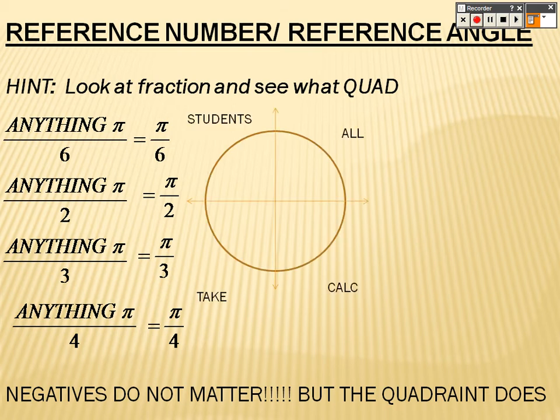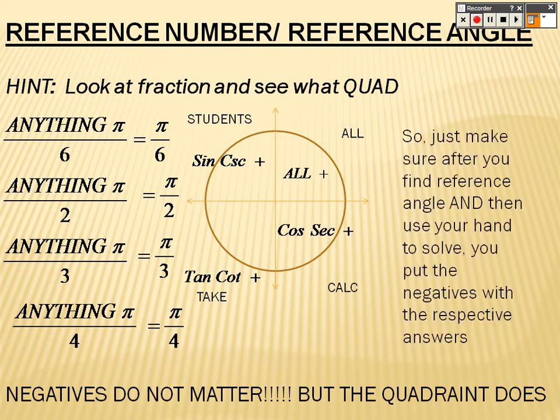All students take calculus. All sine is positive in this one. That's what the S stands for. Take tangent and cotangent. Calculus, C, cosine, and secant are positive. So just make sure after you find the reference angle and you use your hand, you put the negatives with the respective answers and you got your answer.